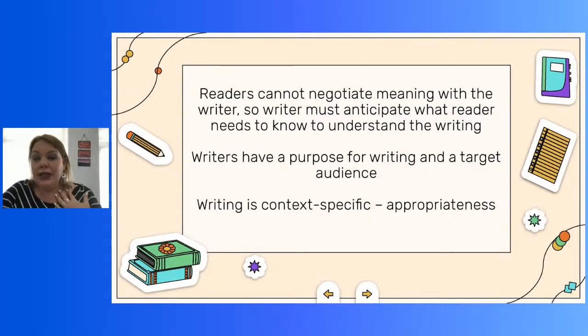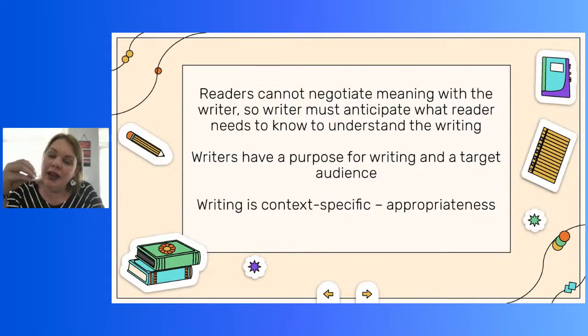Here's another example. I'm a linguist. If I'm writing something like a blog, and my target audience is other linguists, I don't need to explain specific terminology like morpheme or coda or tonic syllable or something like this, right? But if my audience is, let's say, business people, and I'm explaining to them the basics of linguistics, I need to explain all of that terminology because they won't know what those words mean, right? So writers have a purpose for writing and a target audience. And writing is context specific. And here we need to talk about appropriateness and register.